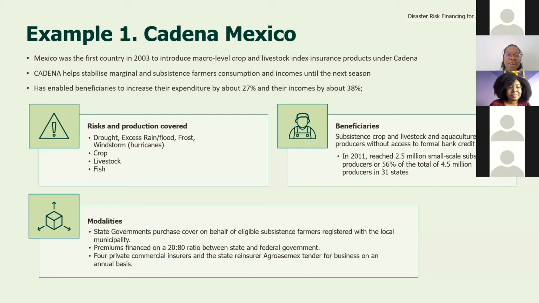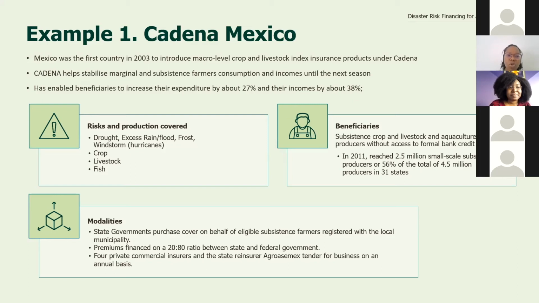And so quickly, before Marvin comes in, I'll give 2 examples. The first is a case in Mexico. Mexico was one of the first countries globally to introduce a macro level index insurance scheme. This targets both crop and livestock cover. The objective really was to stabilize farmers' consumption and income until the next season.